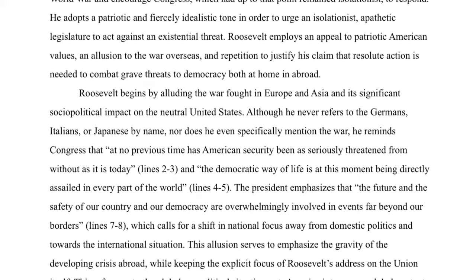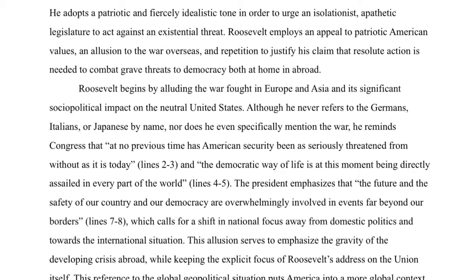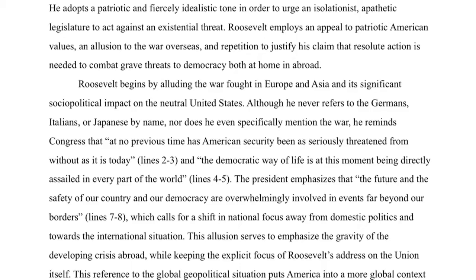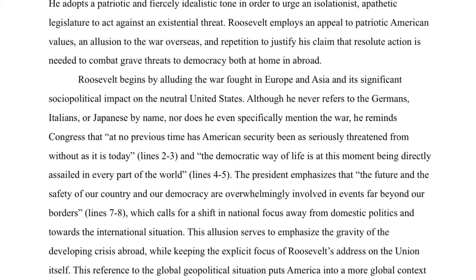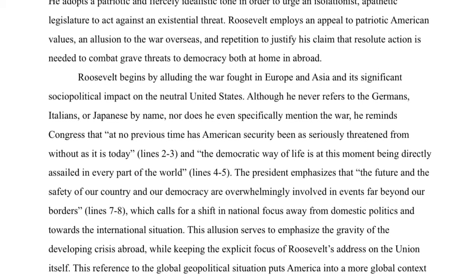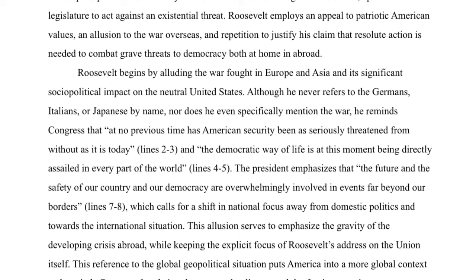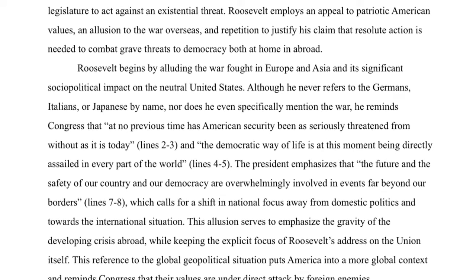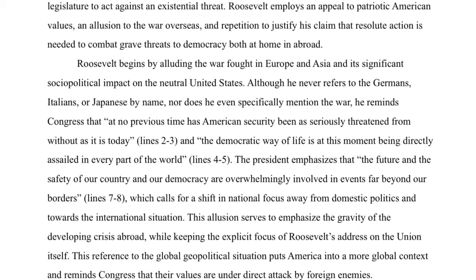Next, you're going to want to elaborate on why the writer chose to word things the way they did there. That'll often include a phrase such as "in order to," or in this example it says, "this allusion serves to emphasize the gravity of the crisis abroad." That really shows your audience that you understand why the speaker is saying what they're saying, and you can better explain the purpose behind their methods.